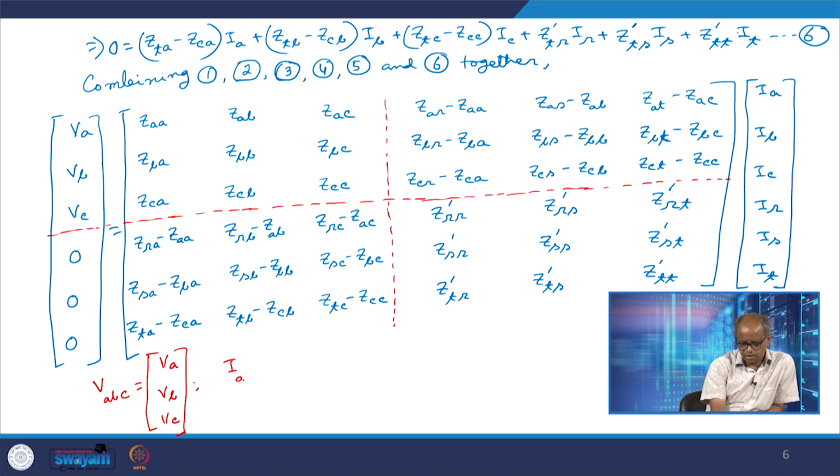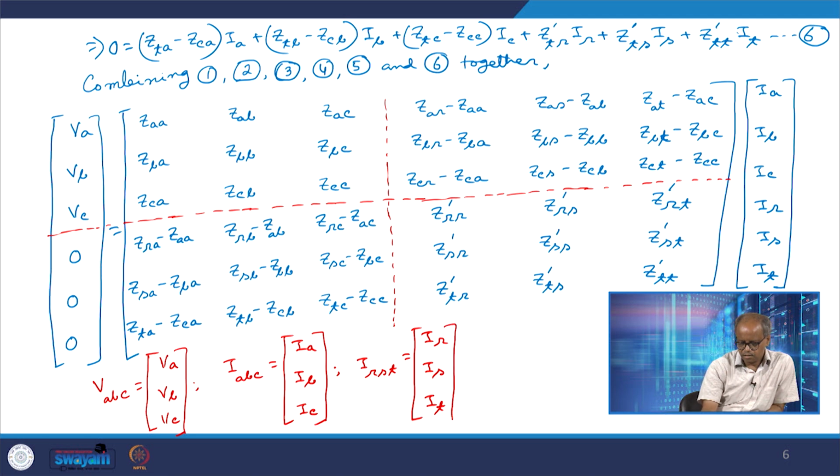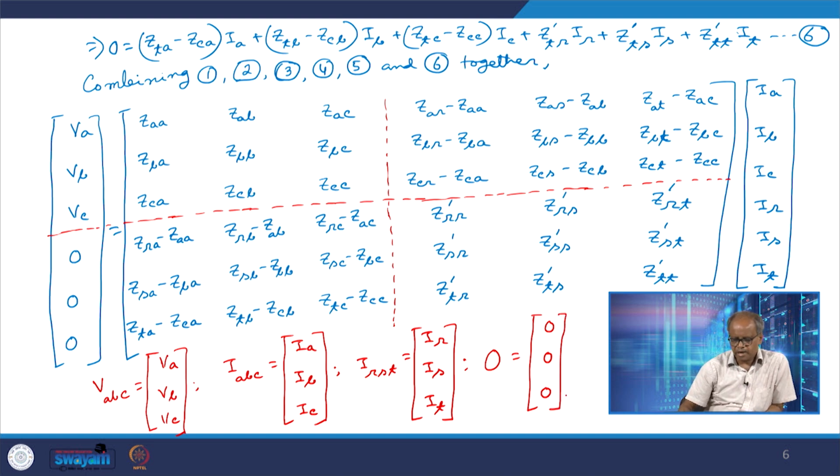Then I also call this vector IABC, equal to IA, IB, IC. I call this vector IRST, equal to IR, IS, IT, and I also call another vector, big 0, equal to 0, 0, 0. So these are all 3 cross 1 vectors, and I call this big matrix ZA, a 3 cross 3 matrix, this 3 cross 3 matrix ZB, this 3 cross 3 matrix ZC, all these are 3 cross 3 matrices, and this 3 cross 3 matrix ZD.